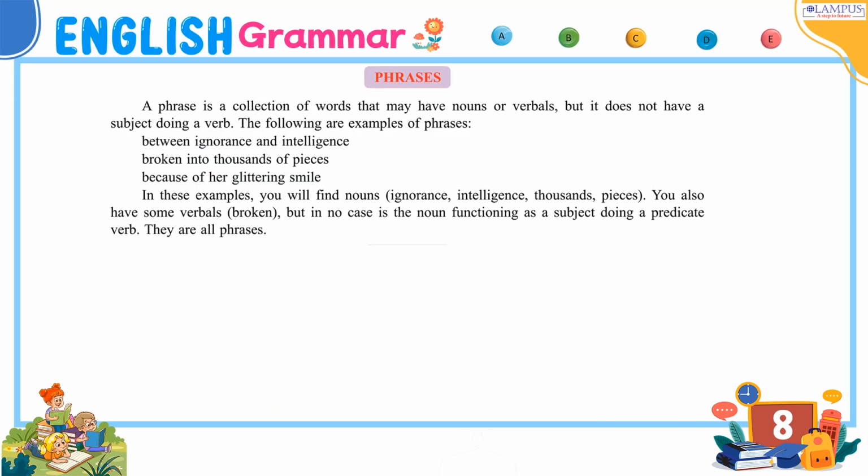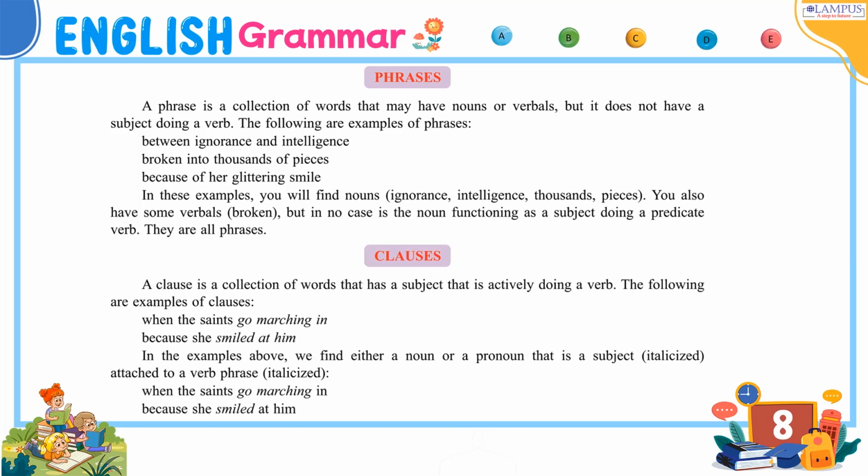Phrases. A phrase is a collection of words that may have nouns or verbals, but it does not have a subject doing a verb. The following are examples of phrases: between ignorance and intelligence, broken into thousands of pieces, because of her glittering smile. In these examples, you will find nouns: ignorance, intelligence, thousands, pieces. You also have some verbals, broken, but in no case is the noun functioning as a subject doing a predicate verb. They are all phrases.